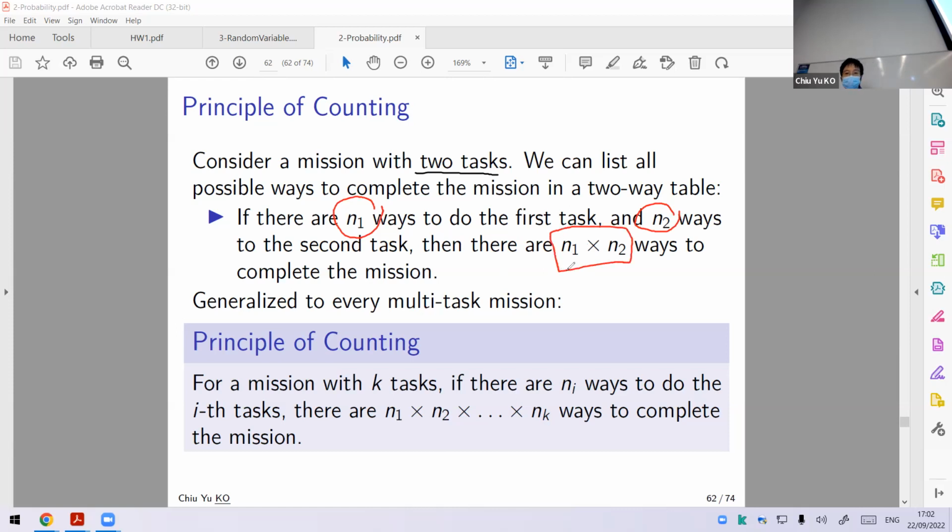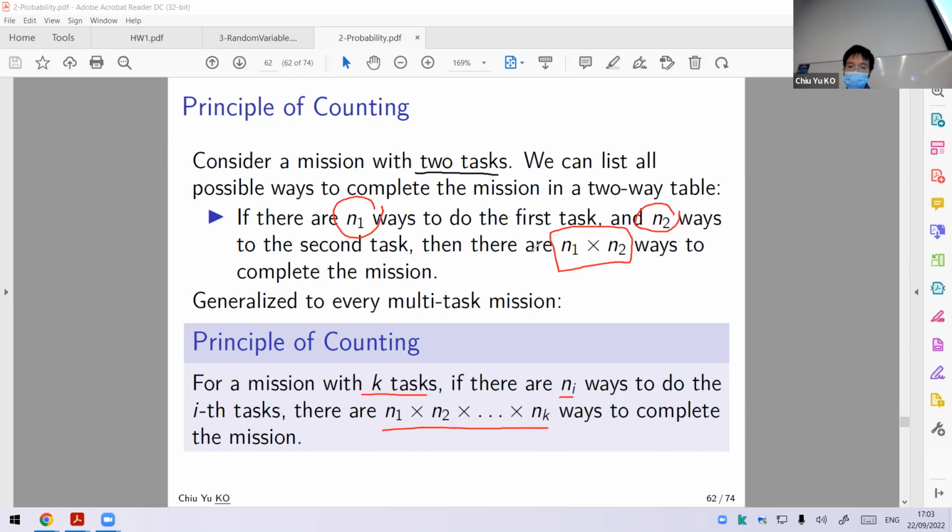Actually, we implicitly have this when we roll a die twice. There will be 6 outcomes for the first roll, and 6 outcomes for the second roll, right? So the total number of possible outcomes is 36. By mathematical induction, if there are k tasks, and ni ways to do the i-th task, then just multiply them together.